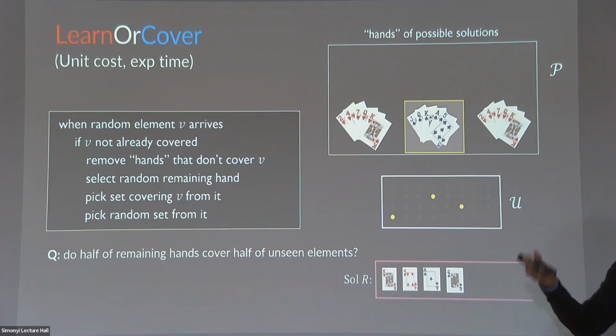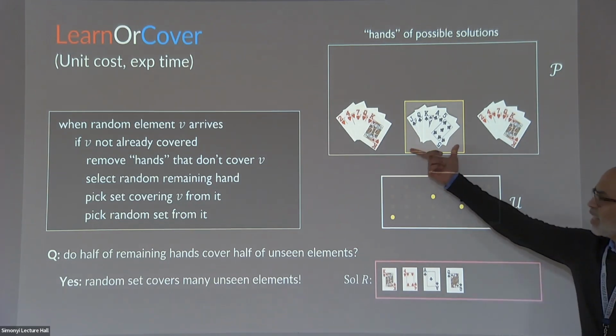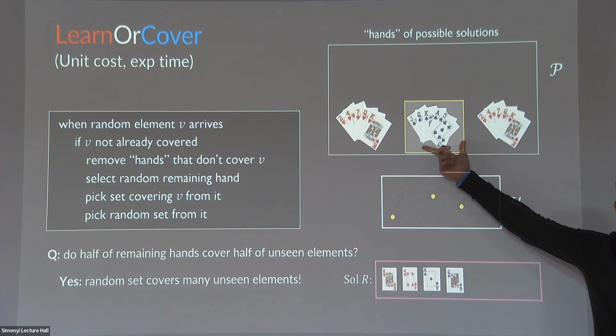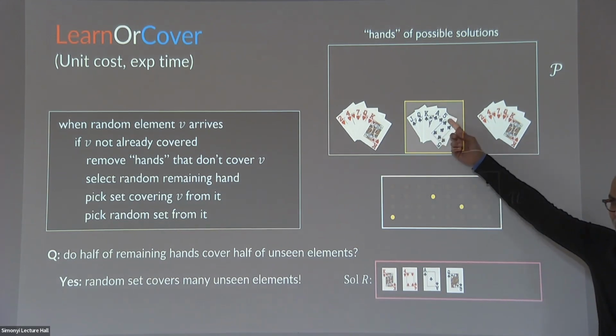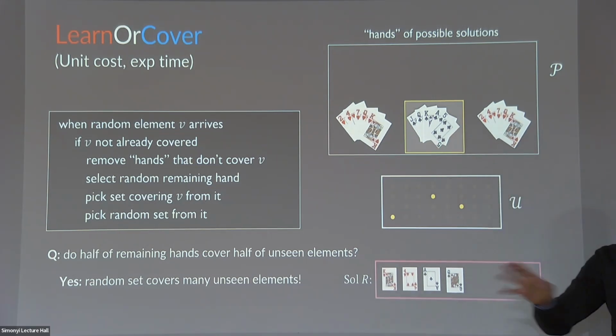At least half of the remaining hands cover at least half of the unseen hands. I want to say, this will be a win-win type analysis. Suppose yes. Then what? Then when I pick a random hand and pick a random card from it, a random hand will cover half of this with probability 1/2.